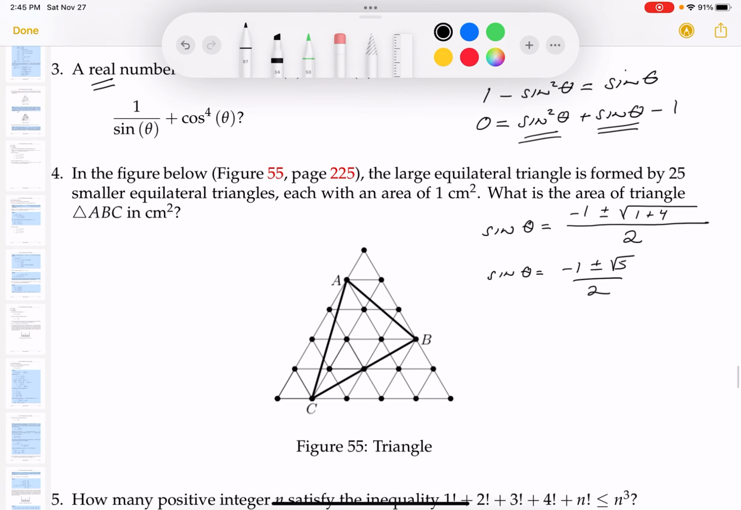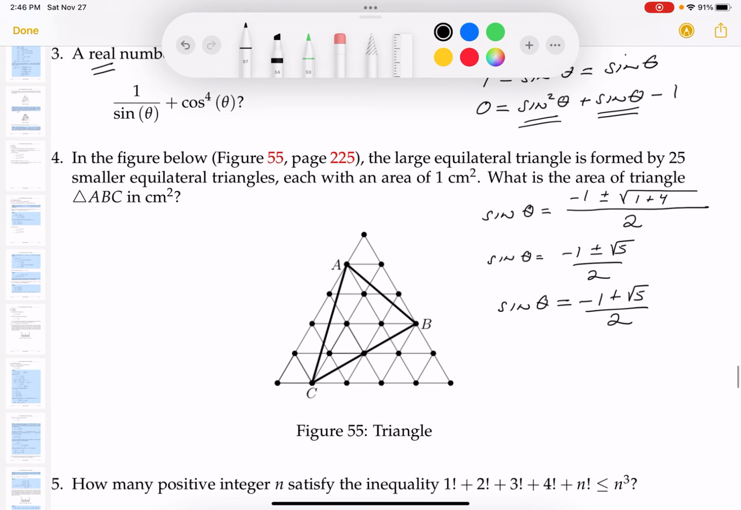But you know what? One of them doesn't make sense, and I'll tell you why. The sine of theta for a real number system has to be between plus or minus 1. So if I wrote this one over here, that's going to be minus 1 minus a number bigger than 1, so definitely that's out of range. So I can only accept this one over here. All right? So what do I have to do now? Well, I got this part done. This part over here is just 2 over root 5 minus 1. So this part's done. But I don't have that cosine 4 yet.